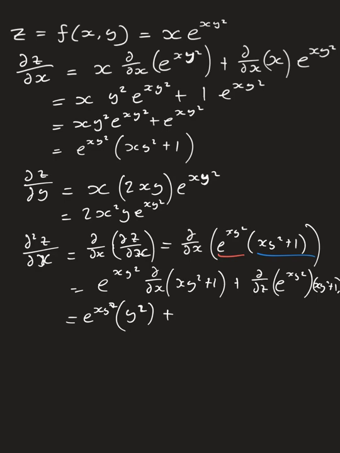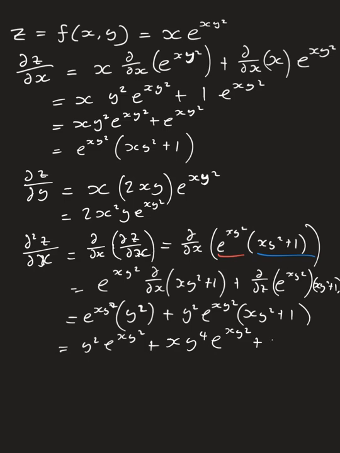Plus the derivative with respect to x of e to the power of xy squared. Well, that y squared comes down in front, and we get times e to the power of xy squared by the chain rule. And that xy squared plus 1 stays as is in front. So I have y squared times the xy squared, that's xy to the power of 4 times e to the power of xy squared, plus y squared e to the power of xy squared. That's multiplying out that term on the right.